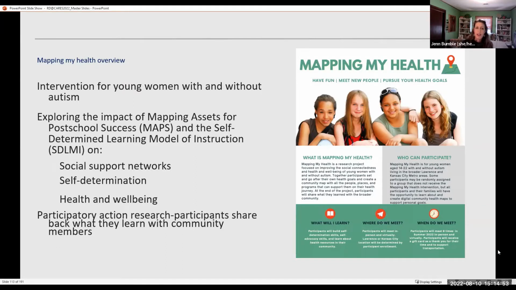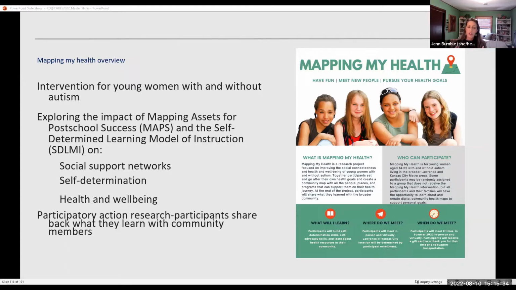As I said, Mapping My Health is an intervention for young women with and without autism. It is an inclusive intervention, bringing them both together in one community-based intervention. It's really looking at the impact of bringing together two components. The first is digital resource mapping through a process called MAPS, or Mapping Assets for Post-School Success, which I'll talk a little bit more on the next slide. And also an evidence-based practice, the self-determined learning model of instruction. The real purpose is to increase the size of what we call their health network, so all the people who can support their social, physical, and emotional health.